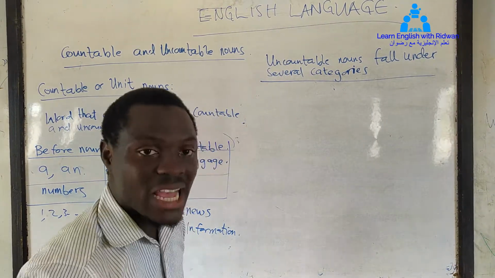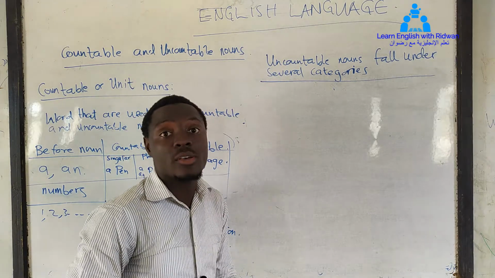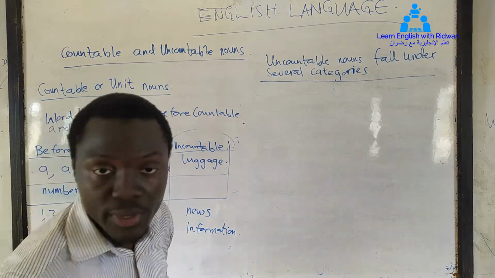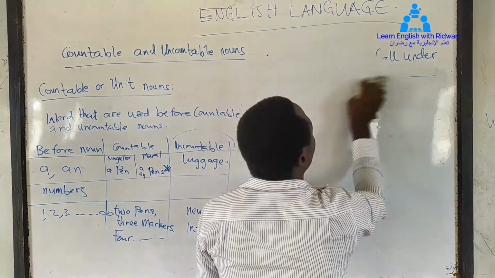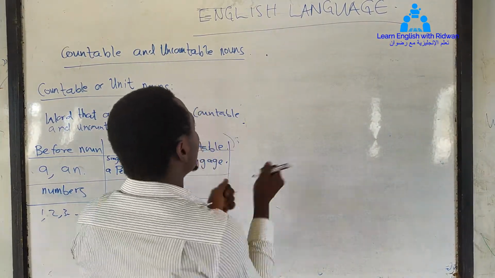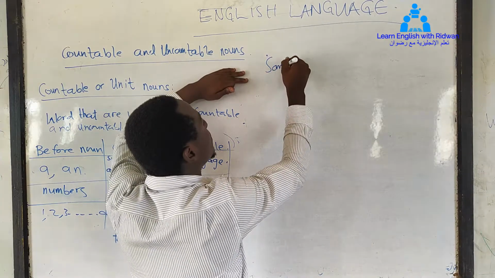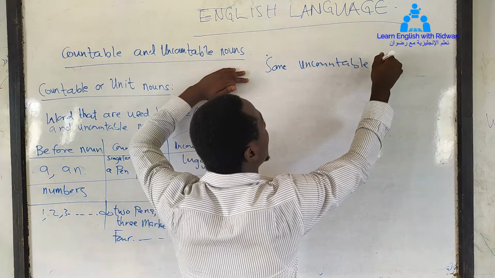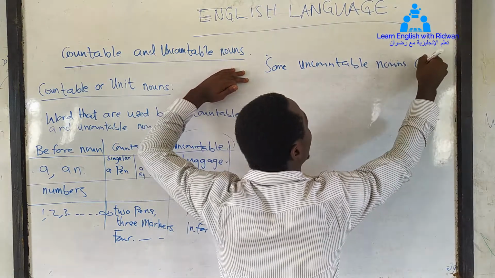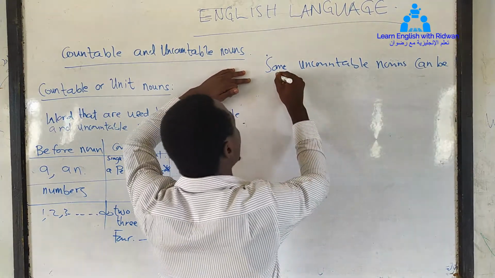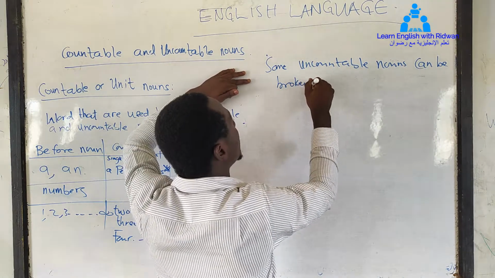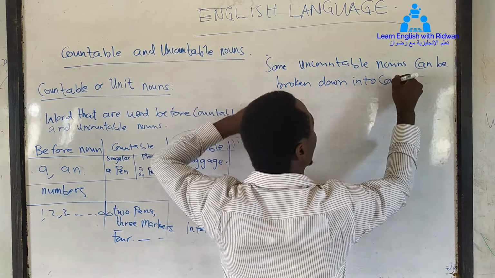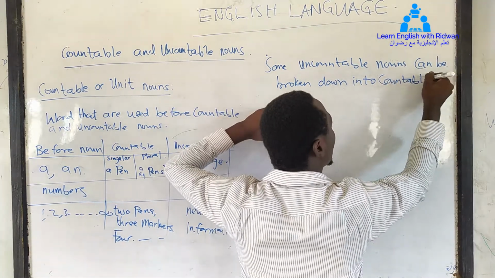Alright, so some countable nouns, some uncountable nouns can be broken down into countable components. Sorry, let me clean this subtopic so it wouldn't confuse you. Alright, so some uncountable nouns can be broken down into countable components.